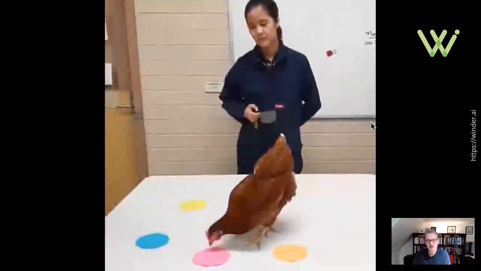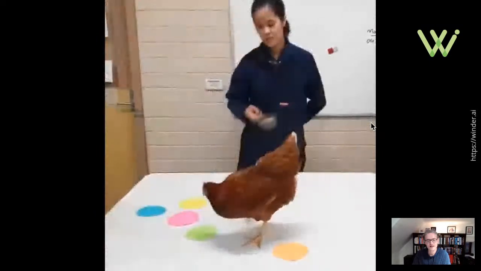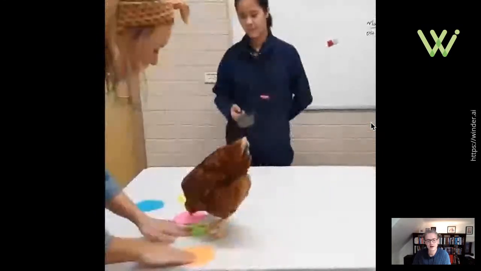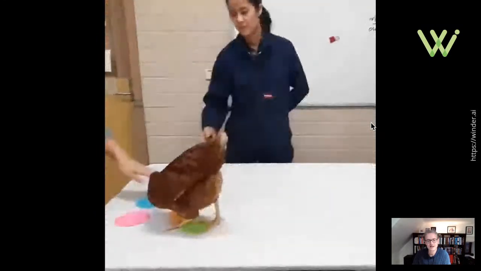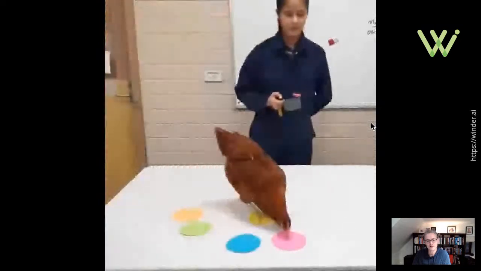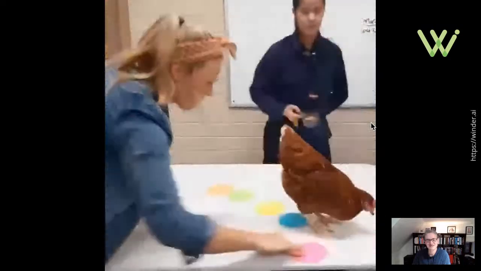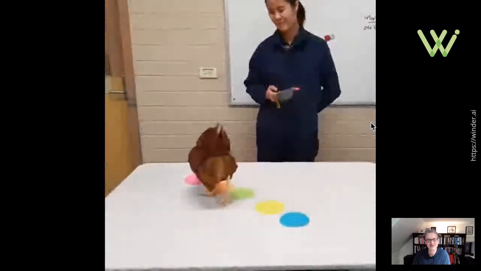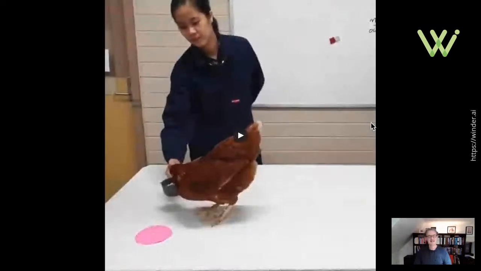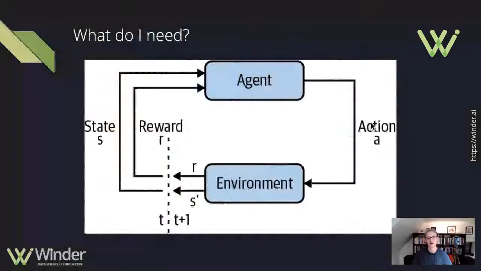Over time, the chicken is learning quite a sophisticated strategy of looking at the table, learning where the pink dot is, and tapping it. And it just moved then. I thought that was very cruel. There you go. You see the level of behavior that was instilled inside this chicken purely by a reward mechanism. And that's exactly what reinforcement learning is in a digital sense.